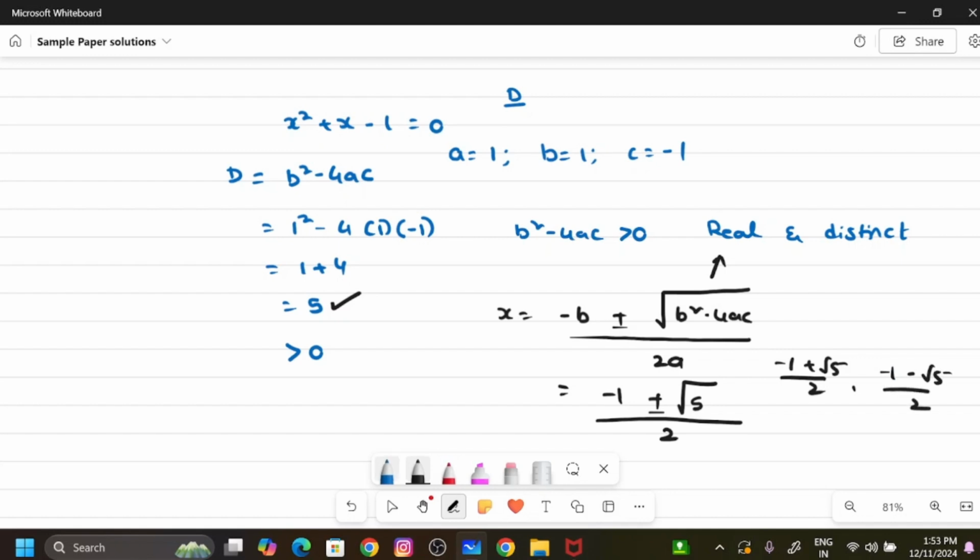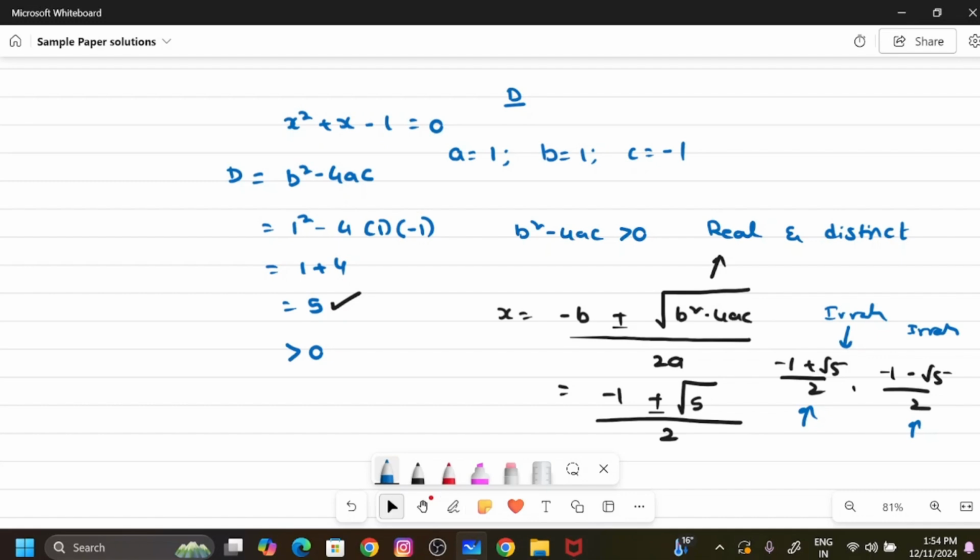Now see whether these are rational or irrational. You know that root 5 is an irrational number. So when you are adding any number to an irrational number, then you are going to get an irrational number again, right? So this is also irrational and this is also irrational. So the roots are irrational and distinct. That should be our answer.